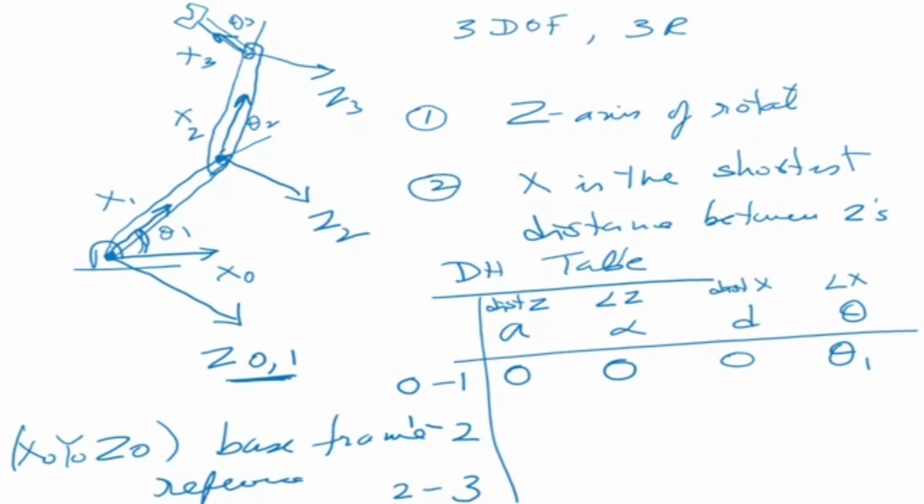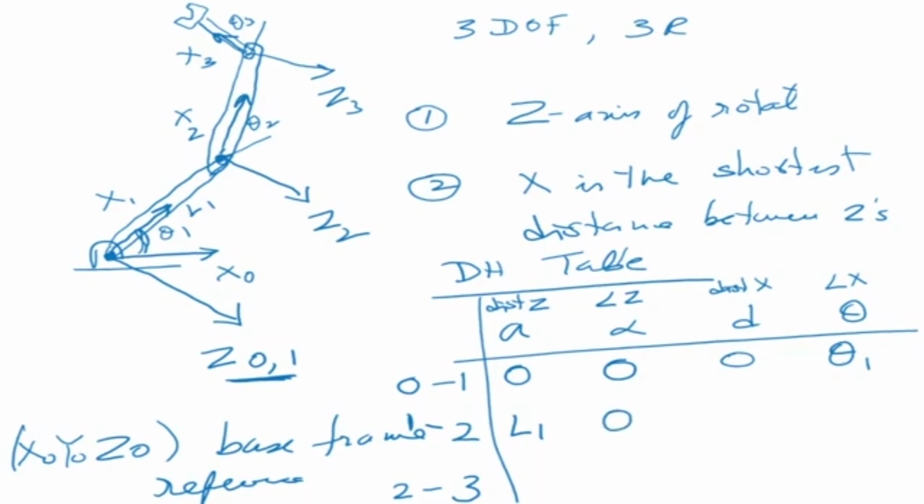Look at z2, look at x2. Now what is the distance between the z's? The distance between the z's of axis 1 and axis 2 is my link length, let's call it L1. Then alpha is the angle between the z's. The z's are parallel, so there is no angle between them.